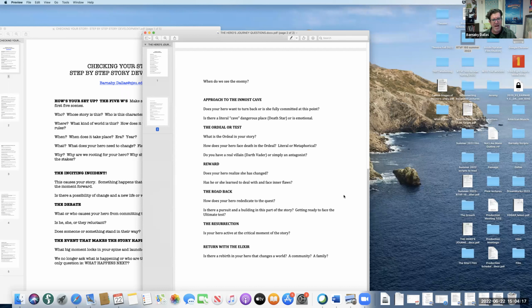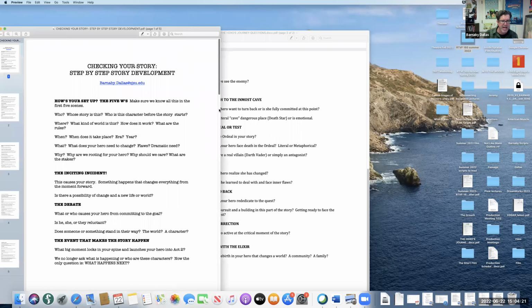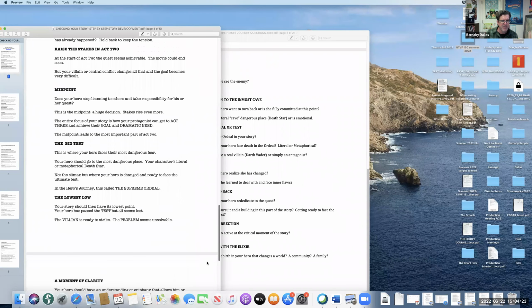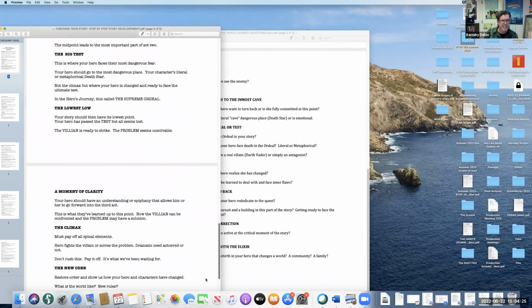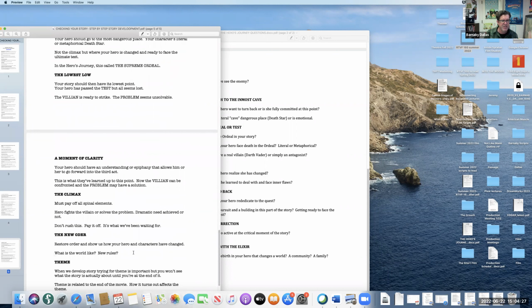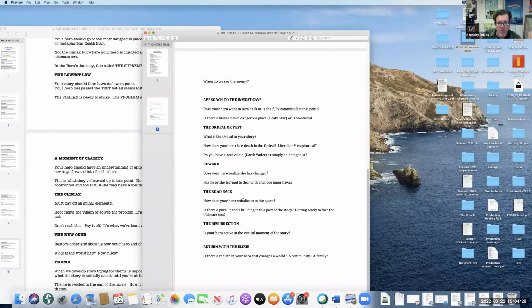And then on the road back, as we're getting through the third act, that third act is simpler: the lowest low, the big test, lowest low, moment of clarity, climax, new order, right? Well, the road back is the rededication. Okay, it's low, right? There's the lowest low, but I think I know how to do it, right?